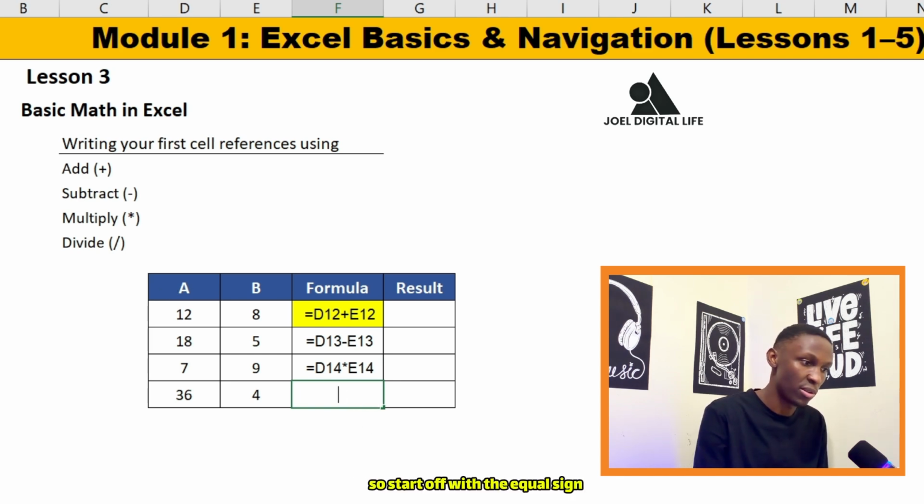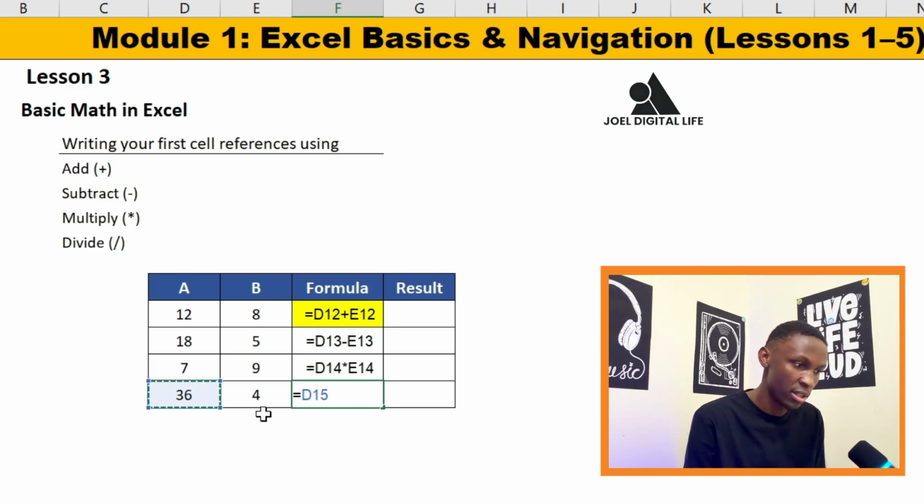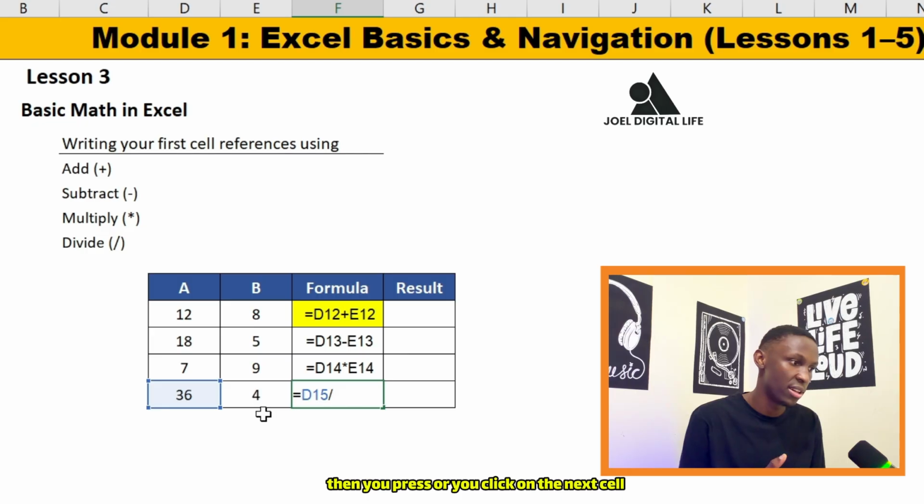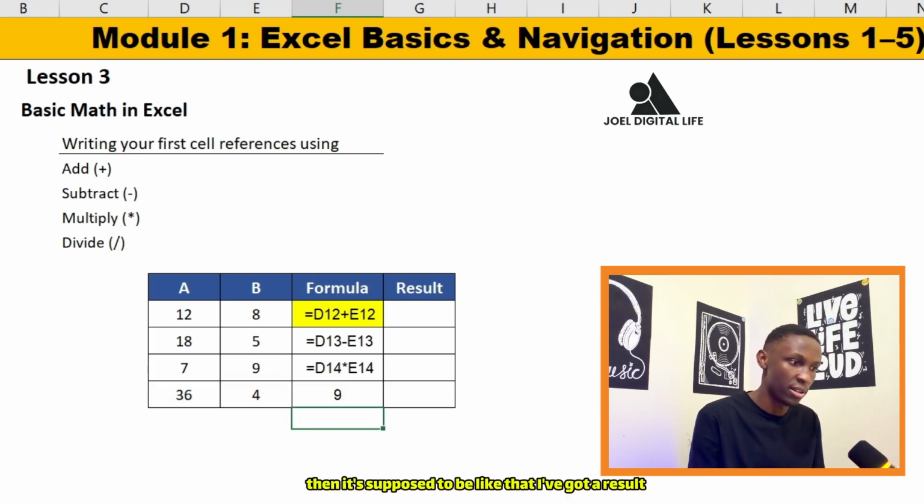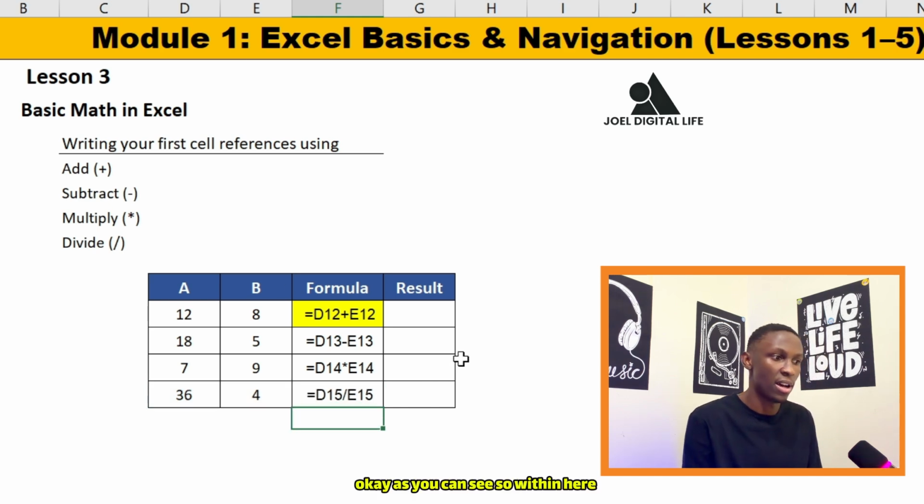Our last one, we shall use division. Start off with the equal sign. Click on the first cell. Now for division, we click the slash key on your keyboard, only that. Then you click on the next cell, whichever you want to divide by. Then it's supposed to be like that. I've got the result, as you can see.